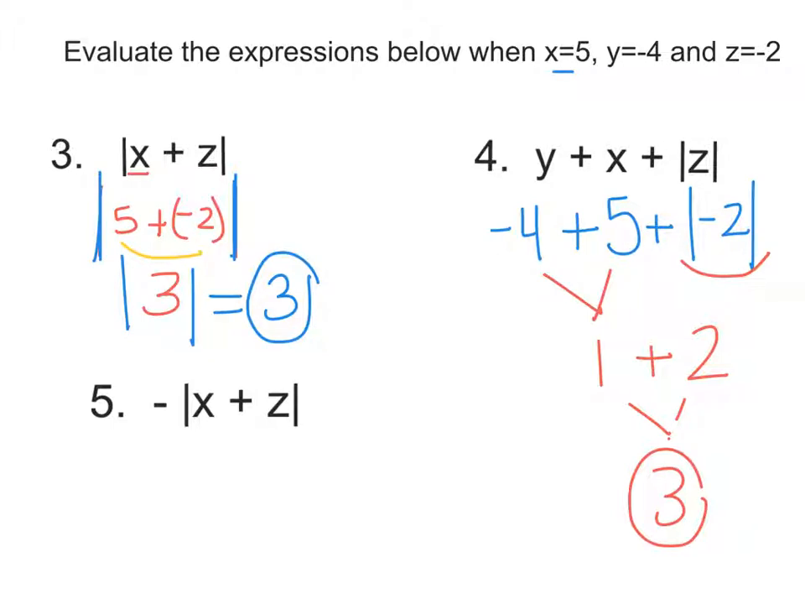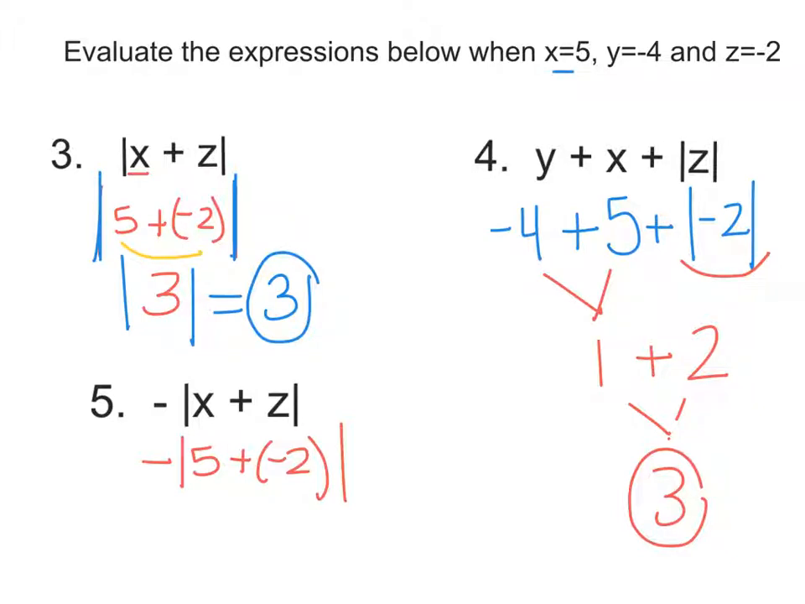All right, and then our last one here, we have the opposite, because it's on the outside there, the opposite of the absolute value of x plus z. So again, we substitute in the values for each. So I have negative, and then I have my absolute value symbol. Instead of x, I put 5, plus, instead of z, I put -2, and my absolute value symbol again.